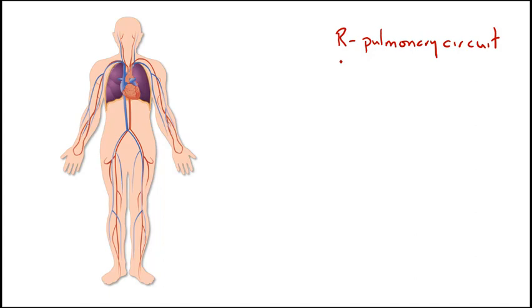The second pump is on the left side. It pumps blood to the rest of the body. We call this the systemic circuit.